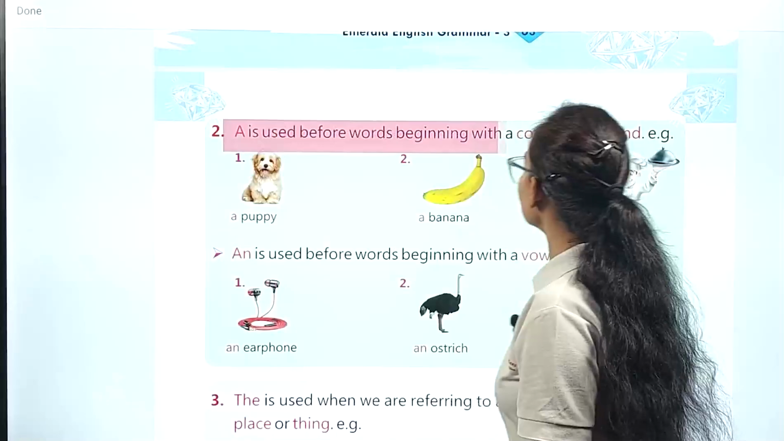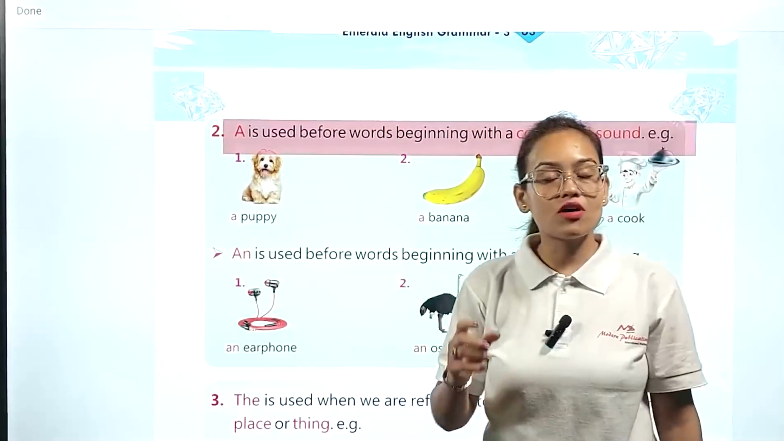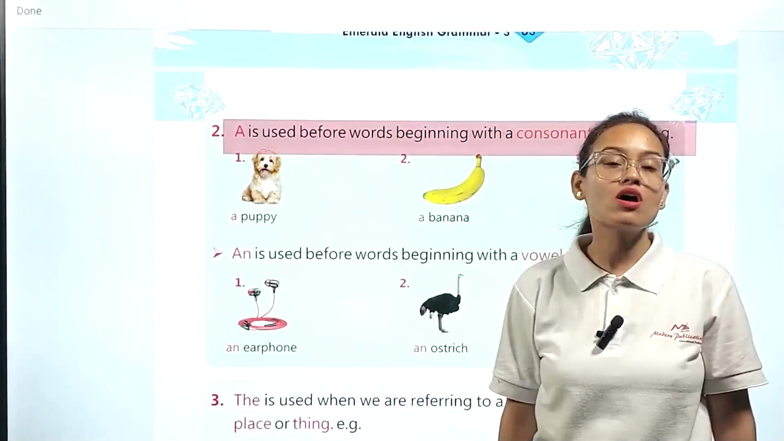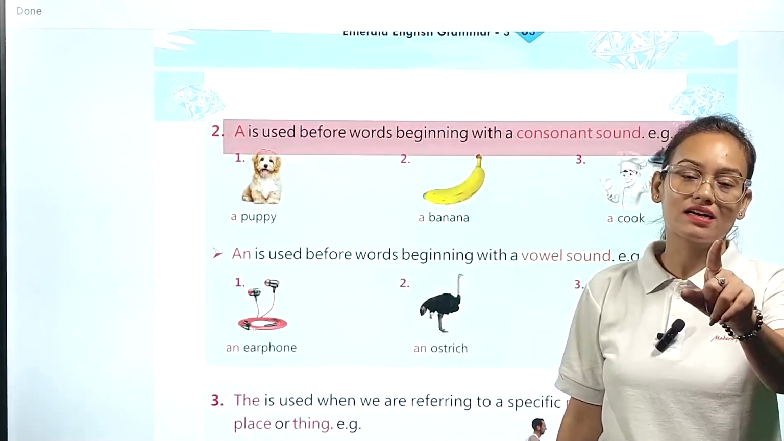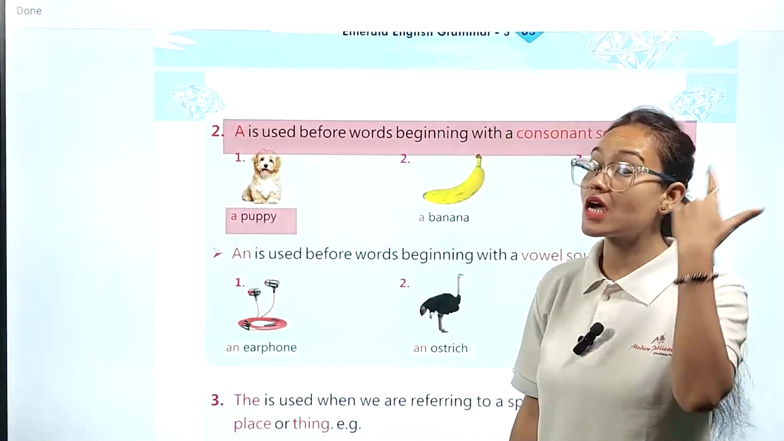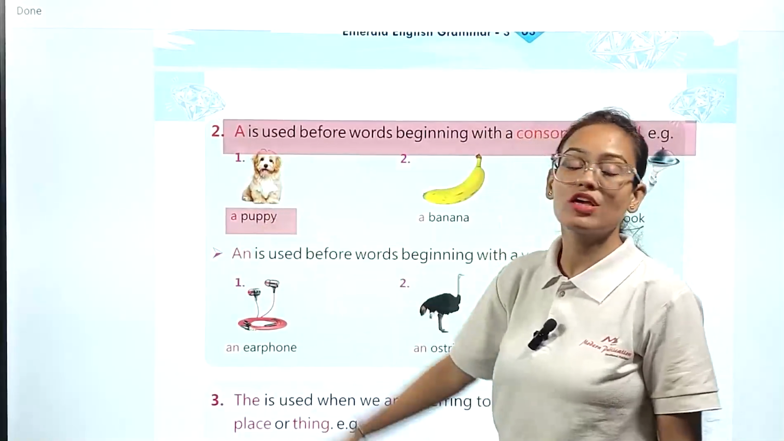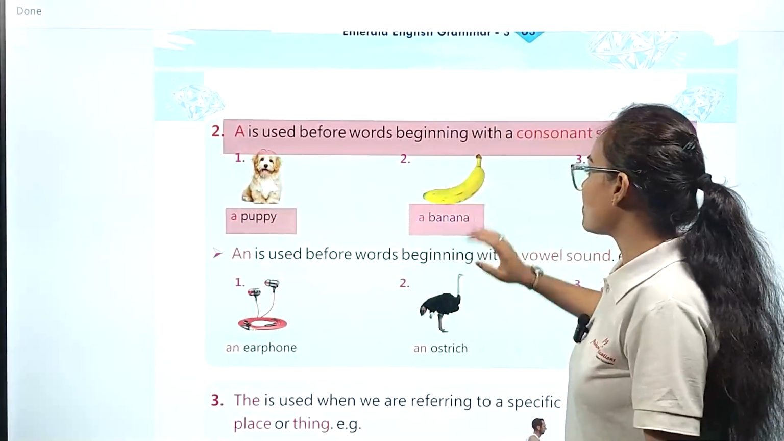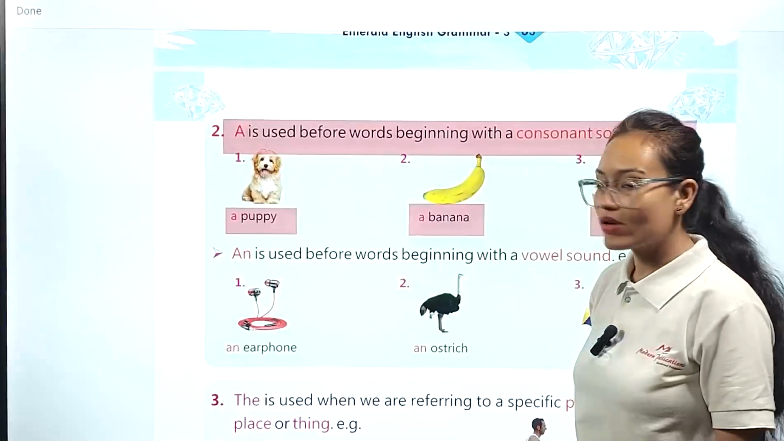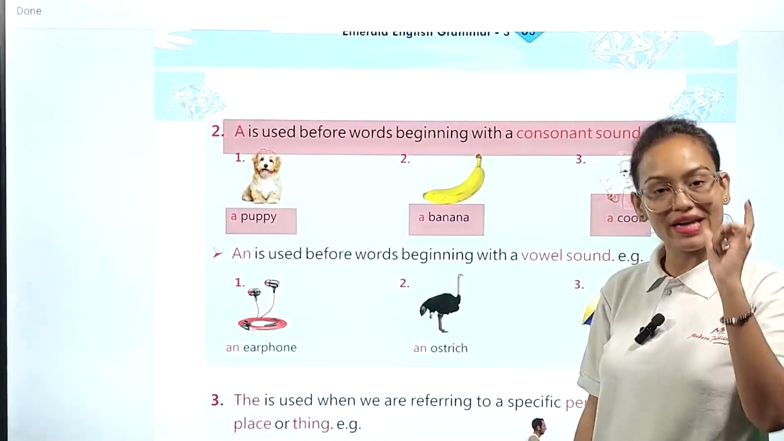A is used before words beginning with a consonant sound. Okay, so the words which have a consonant sound, we add the article a before them. Like a puppy. P is a consonant, that's why it sounds like a consonant, and that's why here we use a. A banana, a cook. Okay, so the article a is used before consonant-sounding words.